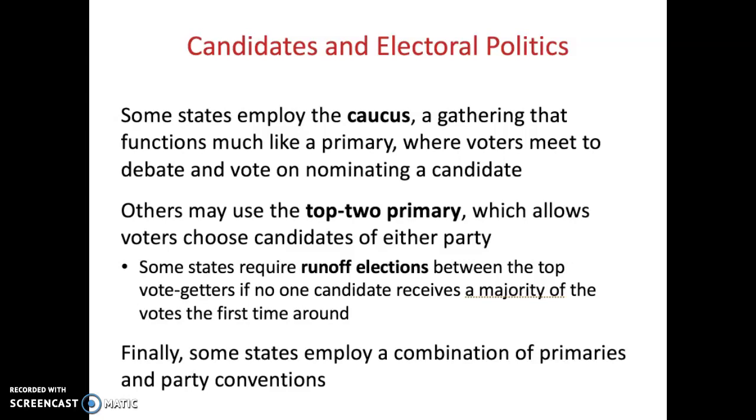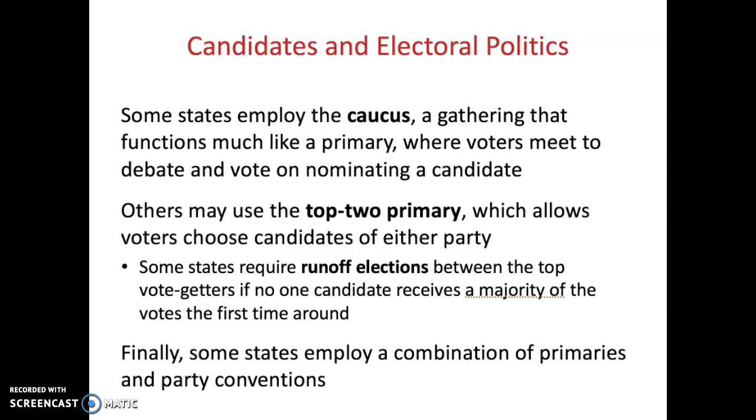In other states like California and Washington, you have what is called a top two primary, where you have all of the candidates on one ballot, regardless if they're Republican or Democrat, and whoever finishes with the highest total and the second highest total, they run against each other in a runoff election.